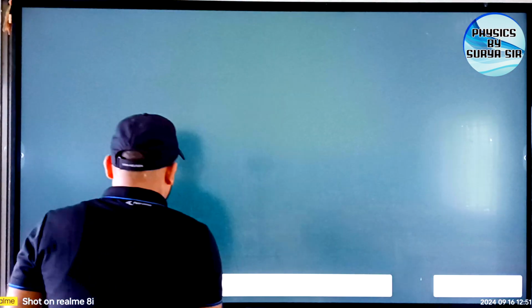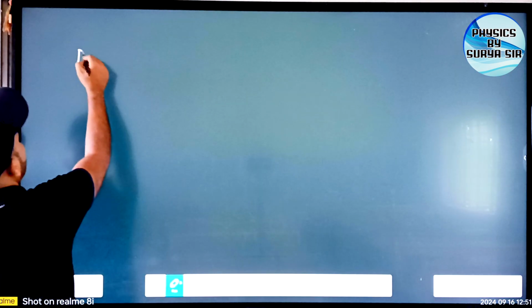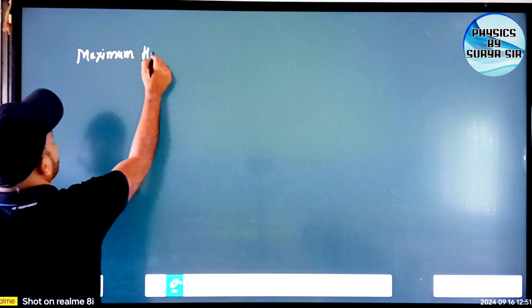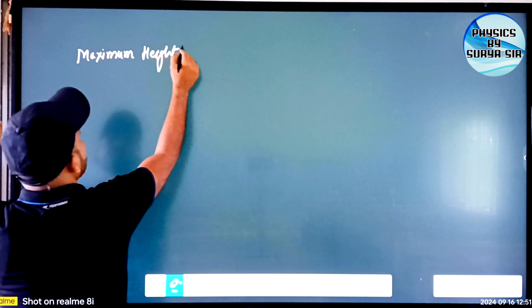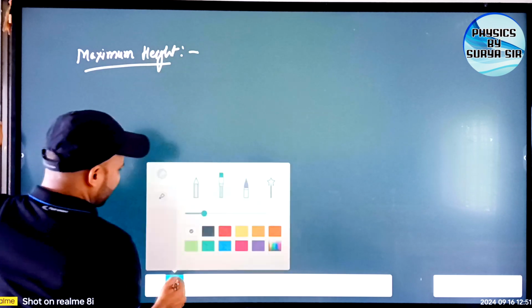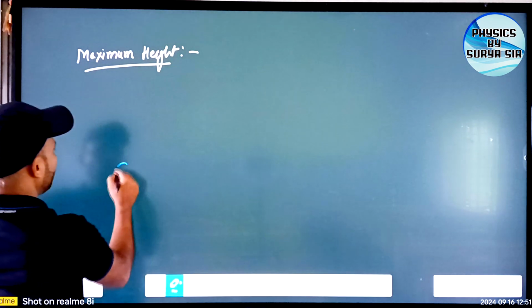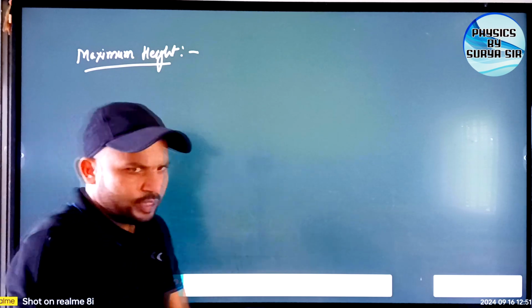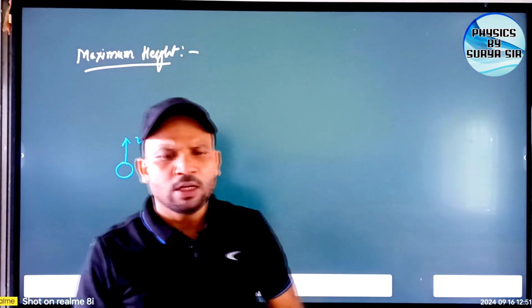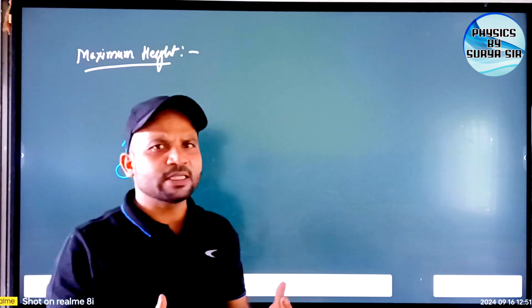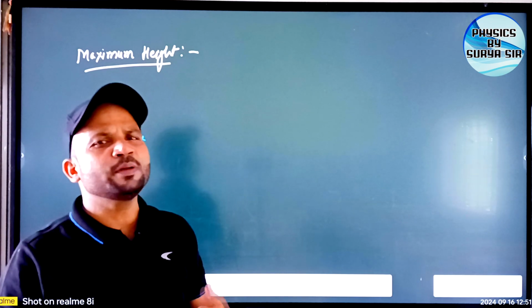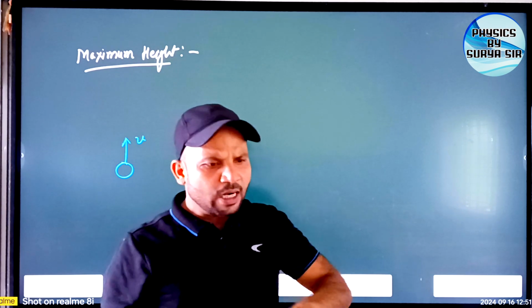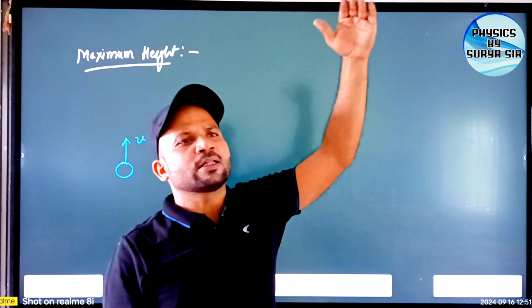So maximum height. How can we calculate the maximum height? These are very simple cases. Suppose we have an object and it is moving with velocity u. We have thrown an object with initial velocity u, and it is asked what will be its maximum height, meaning how much above the earth's surface it will reach.